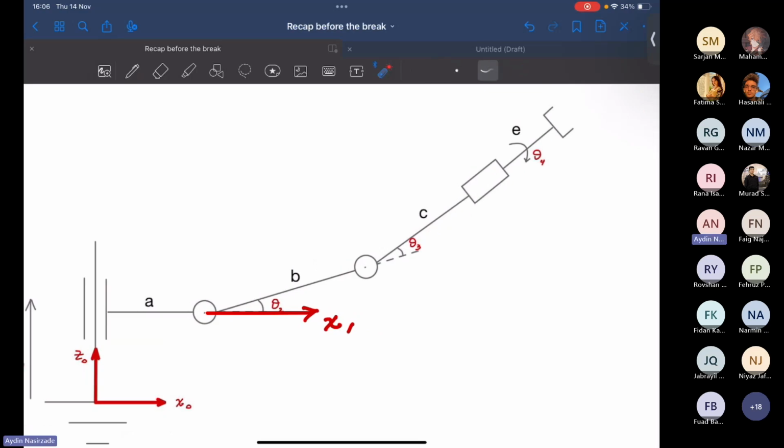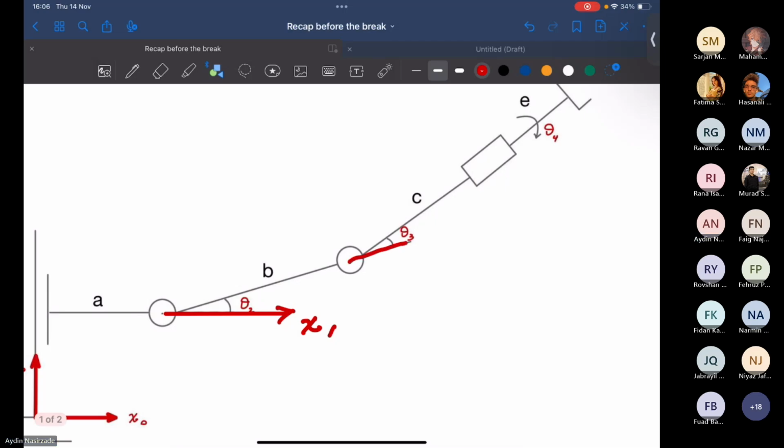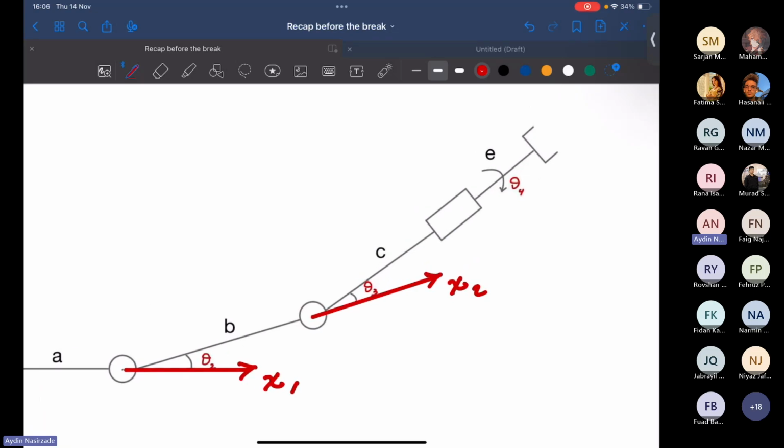Let's move on to the next frame, next joint. Okay, Z2 again is towards me, and X2 will be in this direction. This is X2, and we don't need to show the Y2 axis. Okay, so let's move on to the next joint, which is a revolute joint again.